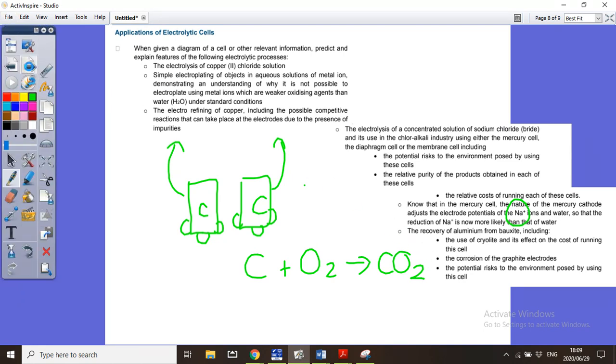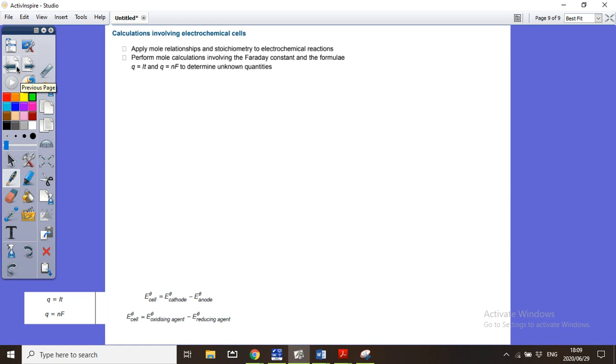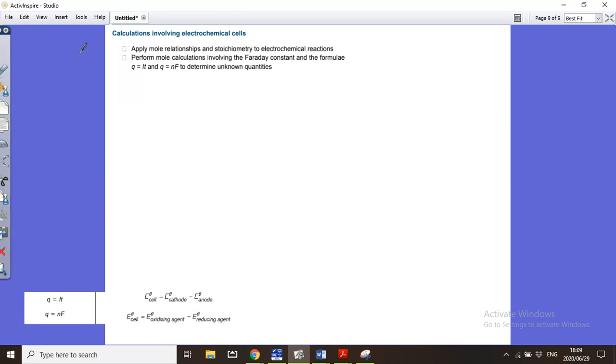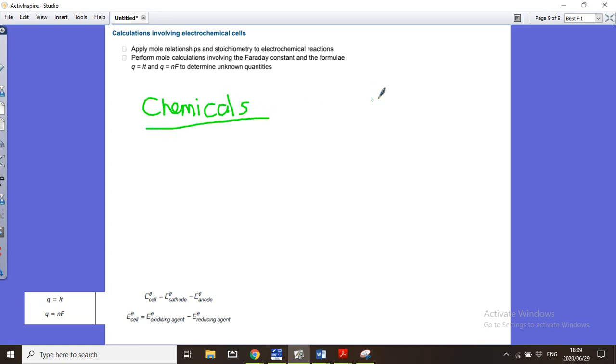So yes, they ask you some practical questions on this. Now, the last thing we need to do is look at calculations. Again, there's a video that does this in a lot of detail. But what you need to read is whether the question is going to give you information about your chemicals or about your current. Remember, current means electrons. So if the question gives you information about your current, you need to find out how many electrons you have and bring that to your chemicals.